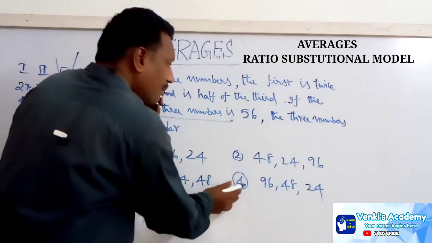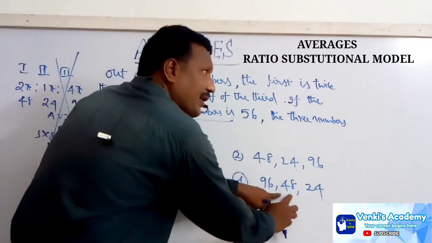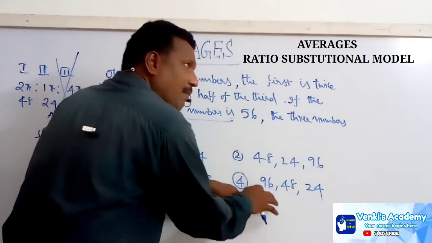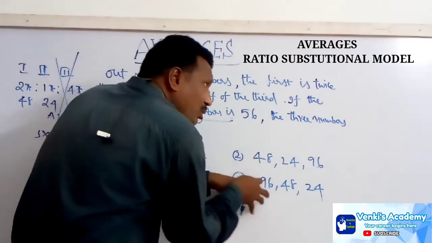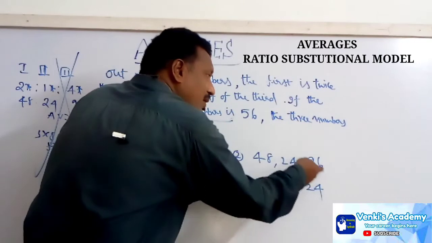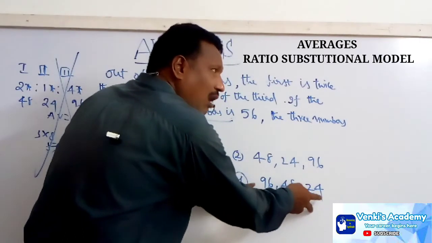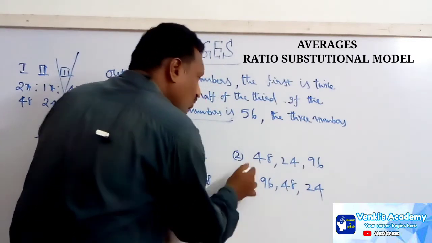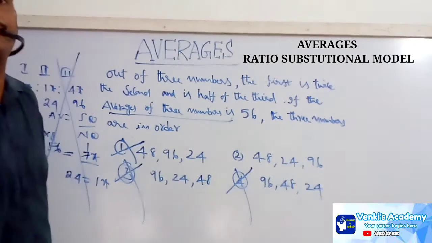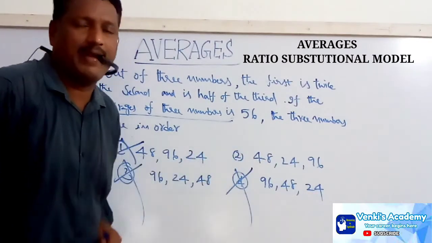About the fourth option. The first number is double the second number. Second number is 48, first number is 96. It's double. But it should be half of the third number. Third number is 24, half of 24 means 12 should be here. But here it is 96. So the fourth option won't fit. So we can consider the second option as the answer.